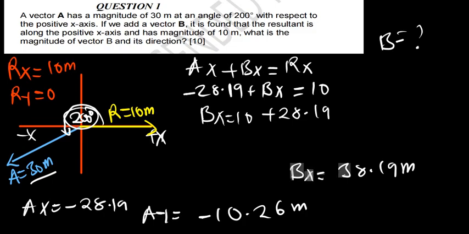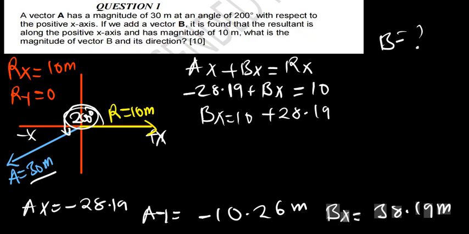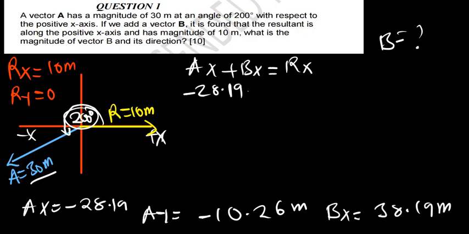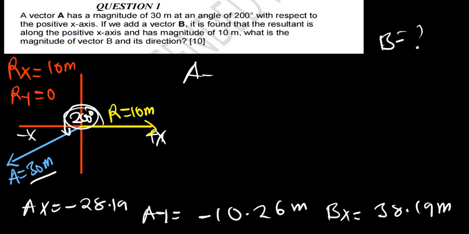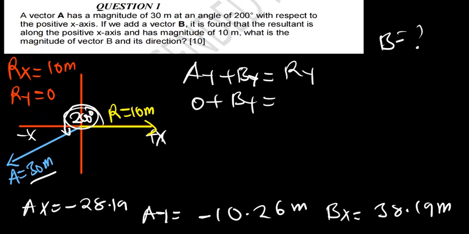Let me even put it there. The next thing, I have now to go to y. I'll use the same principle. I'll say ay plus by is equal to ry, because we're dealing with y. So what is ay? Ay is negative 10.26, plus by we don't know, then ry is 0.